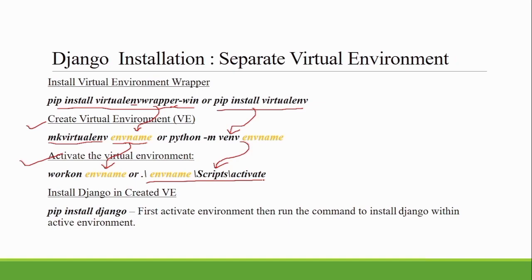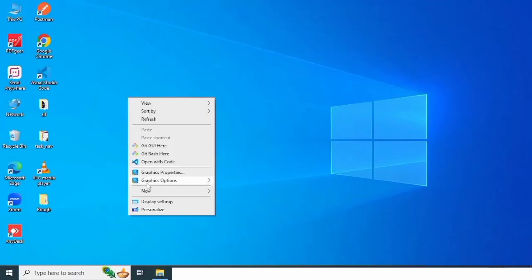The step that I'm going to follow in this particular series is this one. Whichever you want, you can go for it, but I will follow this one. Okay. And after the virtual environment has been activated, what you will do? You will install Django. And how to install Django? pip install django. Okay. So let us see this practically, how to do it. Let me create a folder.